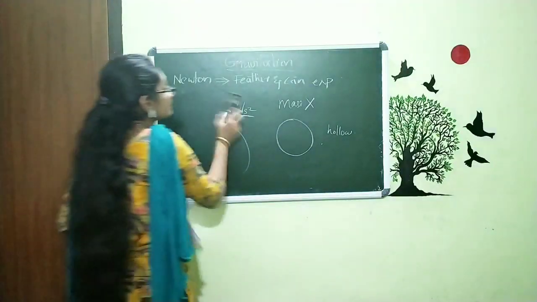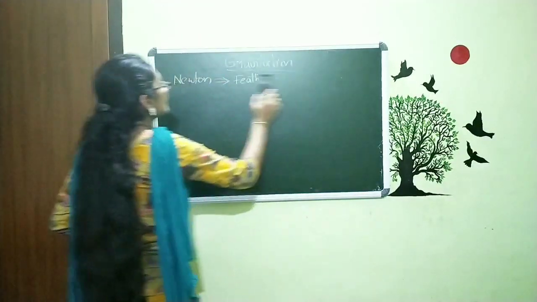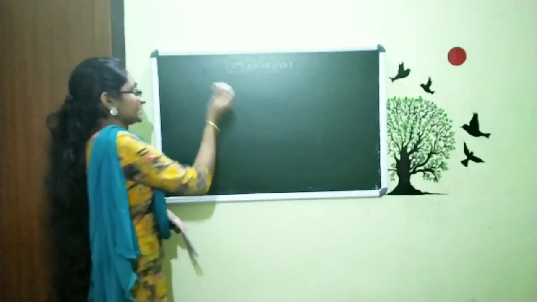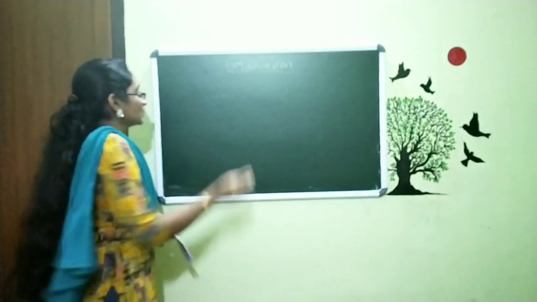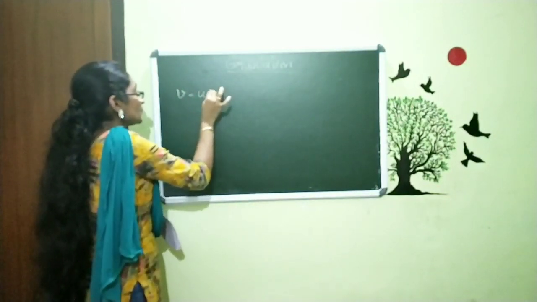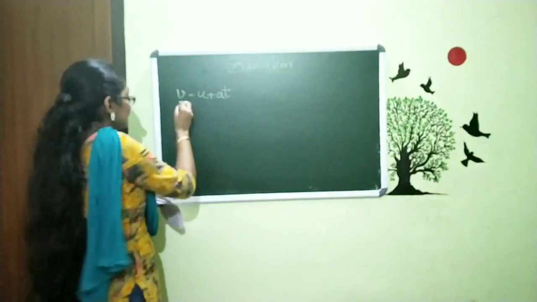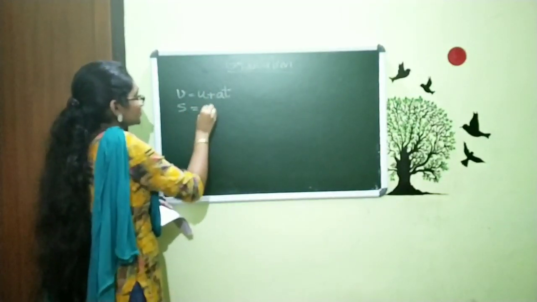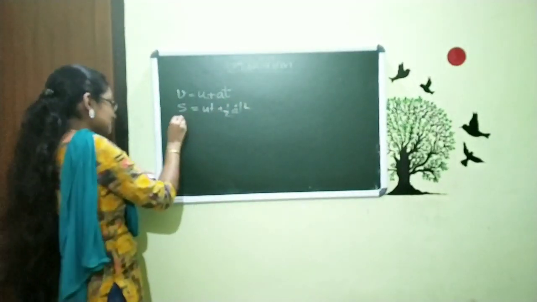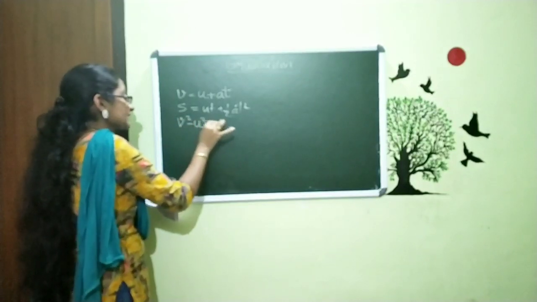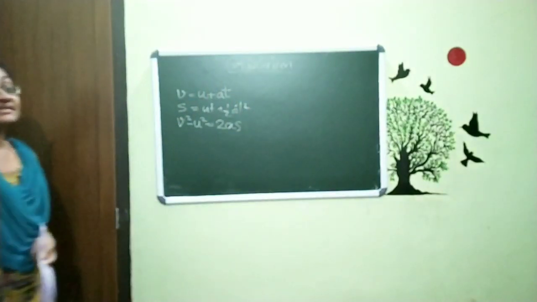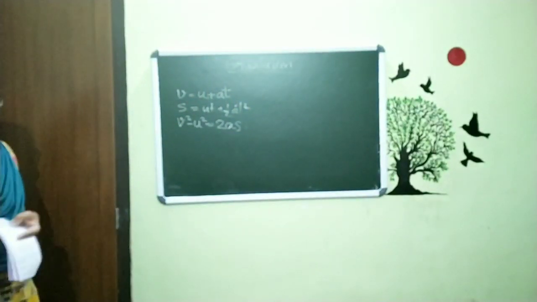In the last chapter, we studied the equations of motion. 3 equations we studied. Which are the equations? v is equal to u plus at. Then the second equation is s is equal to ut plus half at square. And the third equation is v square minus u square is equal to 2as. Yes, these are the 3 equations of motion.